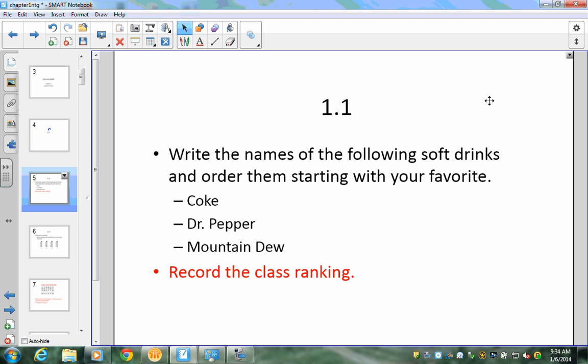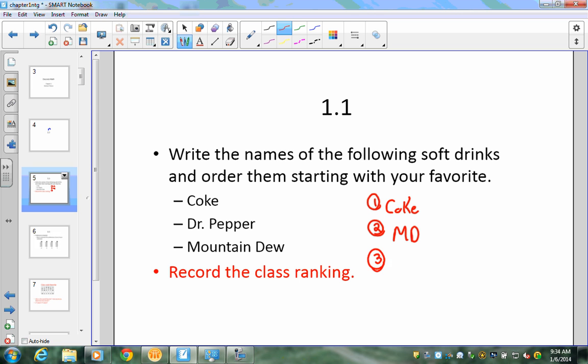So basically what we're doing is we are ranking our soft drinks. All right, so let's say if I was to rank them, this is Coach Ford's opinion here, I would put Coke as my first choice. My second choice would be Mountain Dew, and then my third choice would be Dr. Pepper. So let me label this and let's just say this is mine.